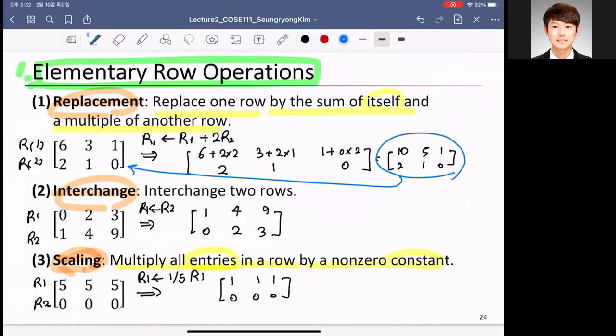How can you do that? 자, 누가 한번 대답해 볼까요? How can you do that? 이거 어떻게 하면 돼요? R1을 다시 한번 반대로 해두면 되죠. R1 마이너스 2R2 하면은 나오죠. 그렇죠? 인버스 오퍼레이션. 그렇죠? Right? Okay.